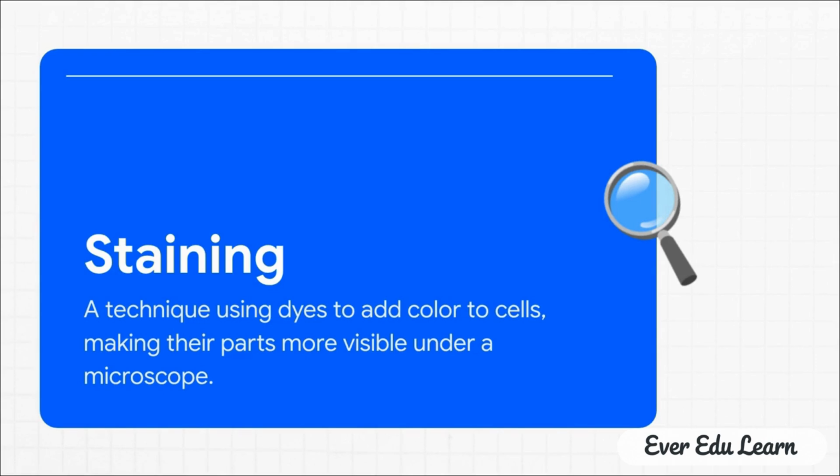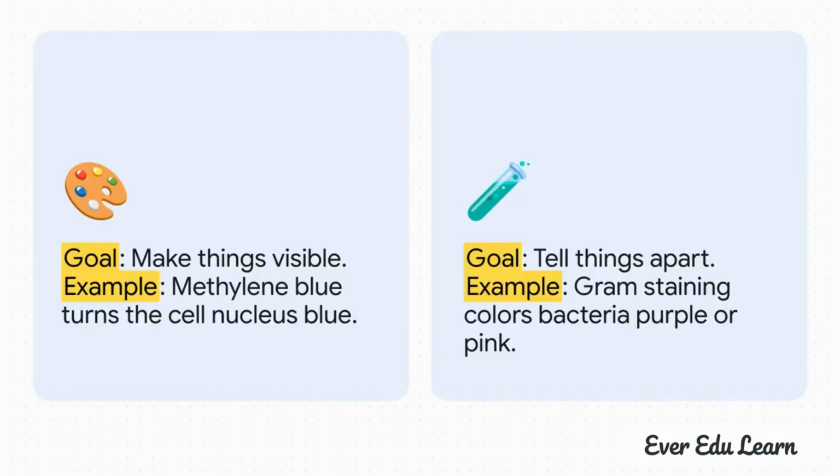All of a sudden, everything just pops into view in beautiful, vibrant detail. It really is like a biology coloring book. Now, of course, scientists have different stains for different jobs. You have your basic stains, like methylene blue. Their only goal is to make things visible. Bam! The nucleus is now dark blue.